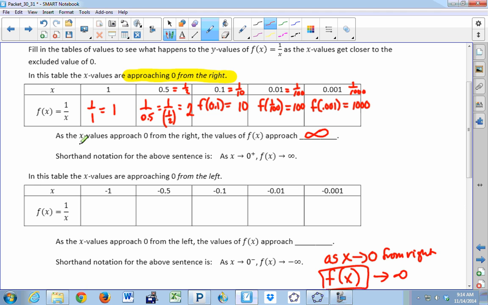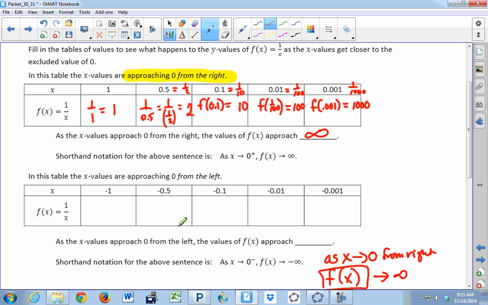So how do we write that sentence with mathematical symbols? We say as x approaches 0, and this little plus sign in the right-hand corner where you usually write your exponents, that tells you you're coming into 0 from your right-hand side on your graph. And the value of your function goes to infinity. All right, so now we're going to take values that are from the left-hand side of 0.